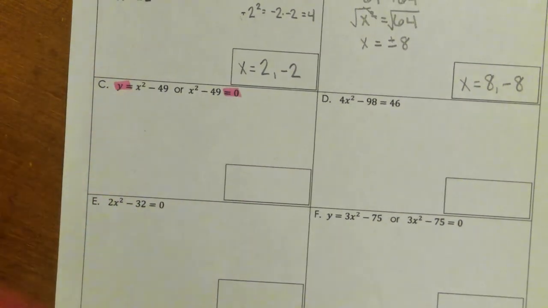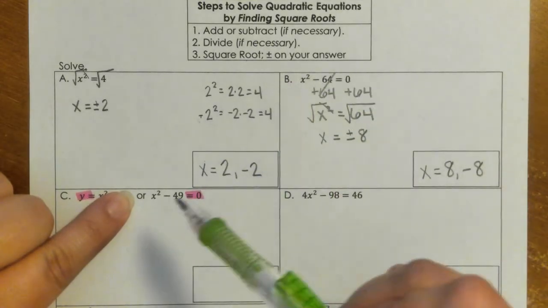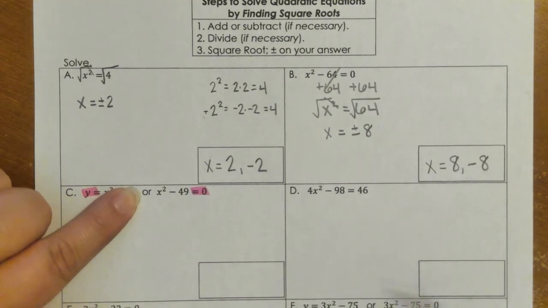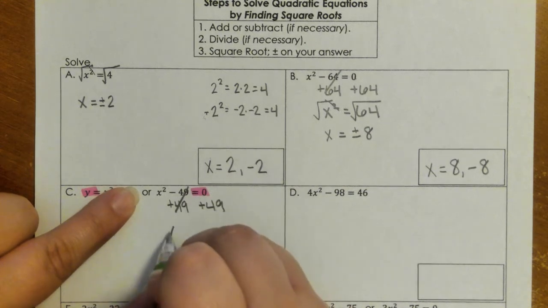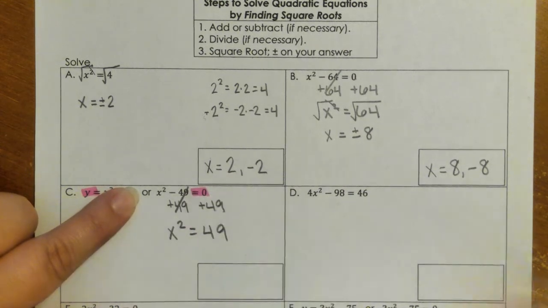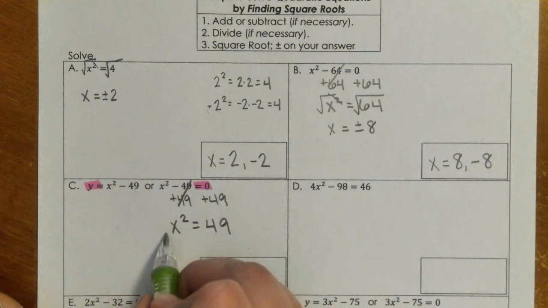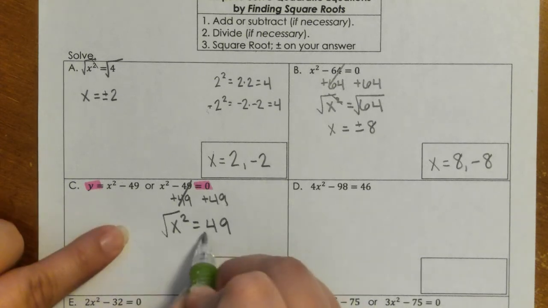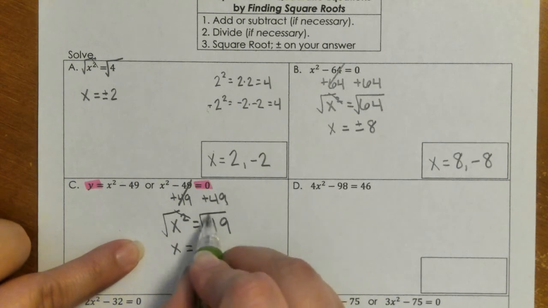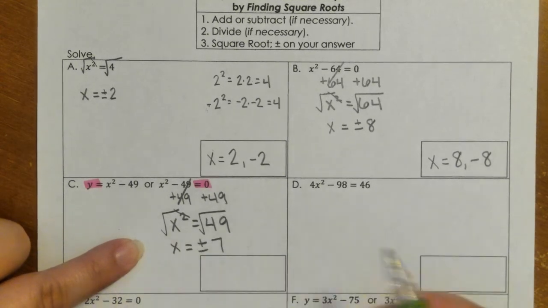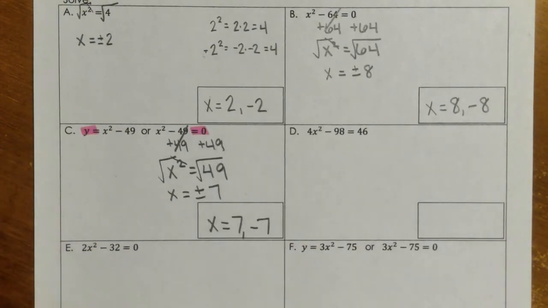Okay, now, to solve it, step 1 says, can you add or subtract anything to get x squared by itself? And yes, you can. We can add 49. So we have x squared equals 49. Can you divide? Nope, there's nothing in front of x squared to divide by. So then we take the square root of both sides, because that cancels there, and x equals the square root of 49, which is plus or minus 7. And so that would be 7 and negative 7.